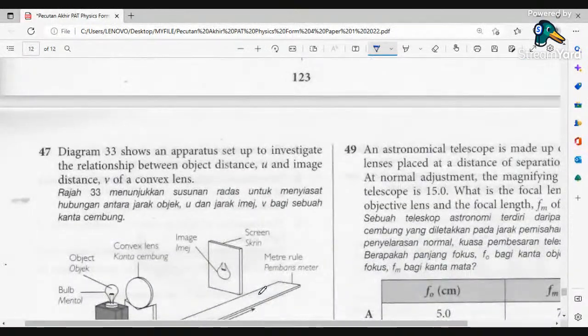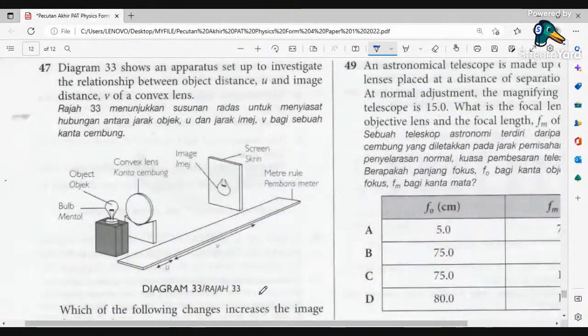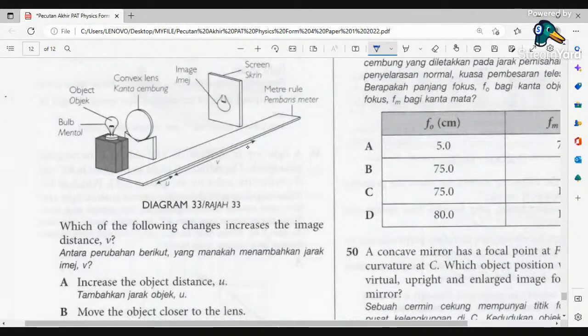Number 47, to investigate relationship between u and v. Ini ialah lens equation. Kalau eksperimen ni kita boleh dapat lens equation. 1 over f equals to 1 over u plus 1 over v. Which of following changes increase image distance?